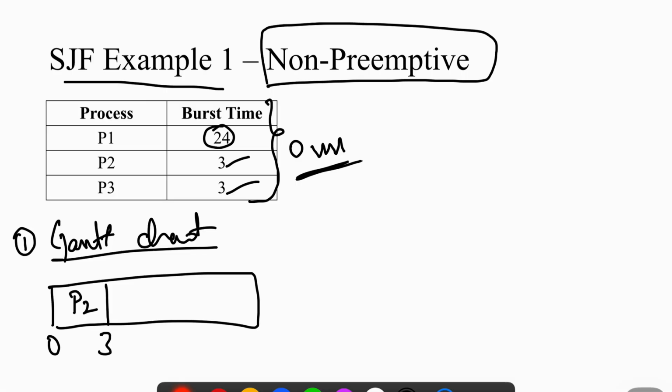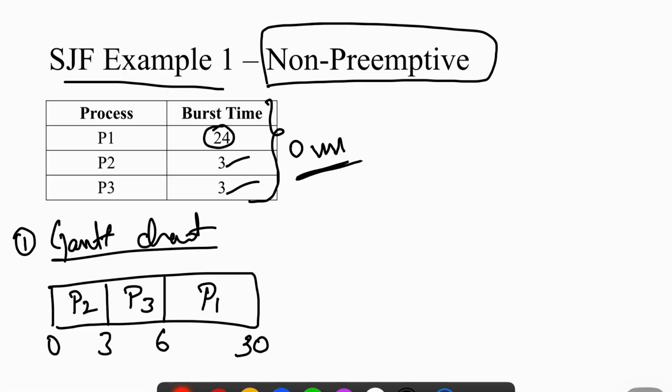Then it completes 100%, since it is a non-preemptive process. Then P3 comes. P3 was waiting till now, and now P3 starts execution after the third millisecond. So it is 3 plus 3, that is 6. Then at the end comes P1, which requires 24 milliseconds of burst time. Till the initial 6 milliseconds it was waiting. Now it starts executing, so 24 plus 6 would be 30. So this is what we have with respect to the Gantt chart.